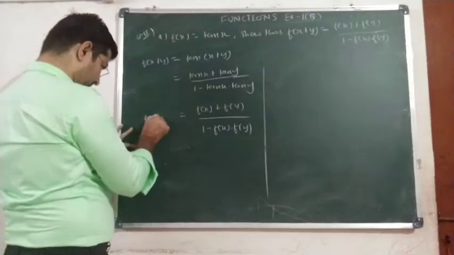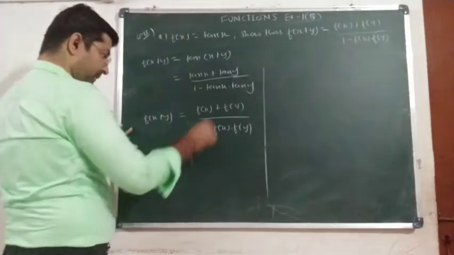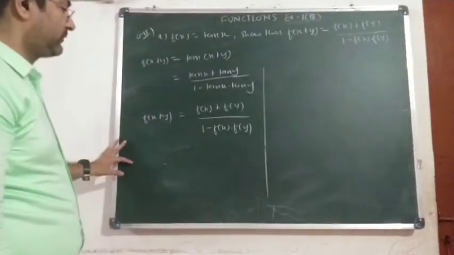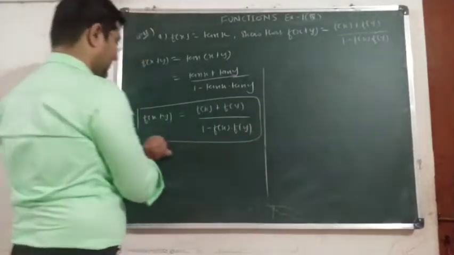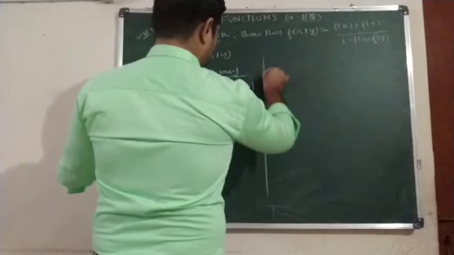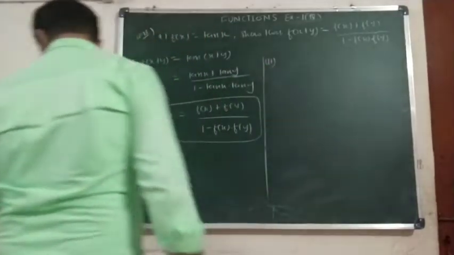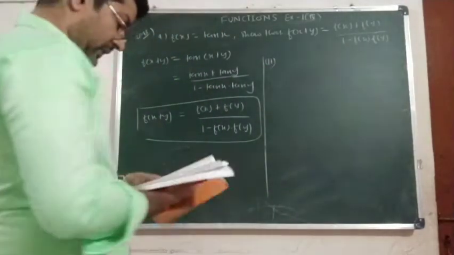So f of x plus y is equal to f of x plus f of y upon 1 minus f of x into f of y. Clear? Second part also let us see. That is quite easy.